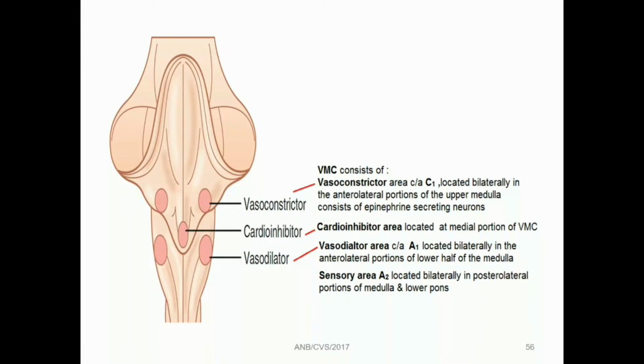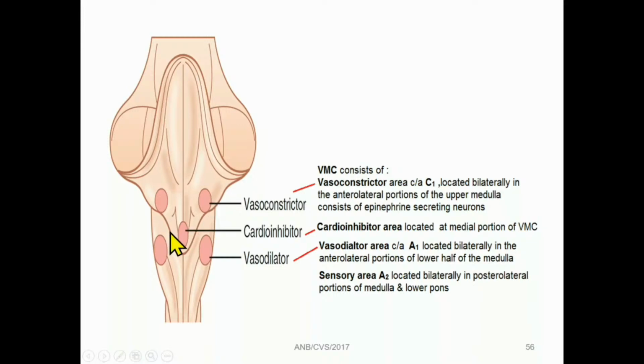Now you can see that this is the medulla, what we call the medulla oblongata here. The vasomotor center consists of the vasoconstrictor area. This vasoconstrictor area is called C1, located bilaterally in the anterolateral portion of the upper medulla, and consists of epinephrine secreting neurons. In short, it consists of your sympathetic nerve fibers.